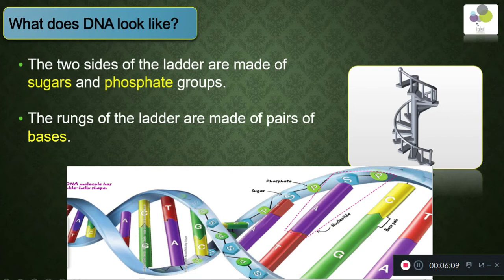Okay, so here, guys, the two sides of the ladder are made up of sugar and phosphate, as we can see, and the rungs of the ladder are made up of pairs of bases. So a pair of bases, not just one base. No, they are pairs of bases.